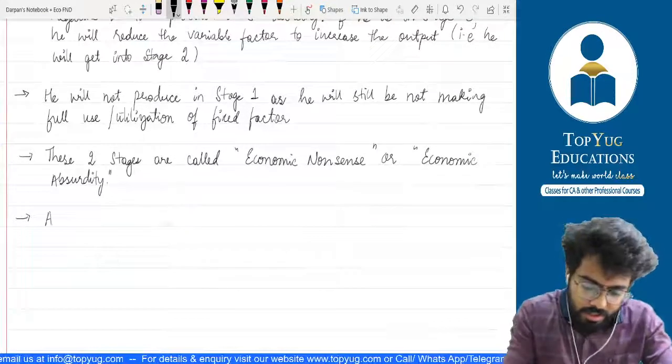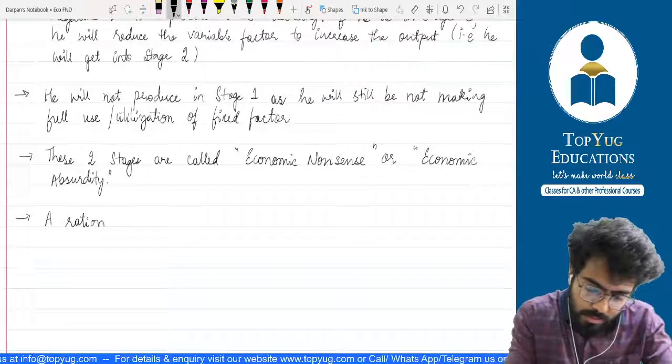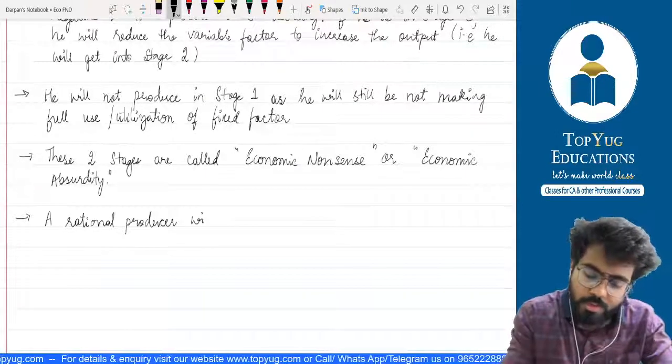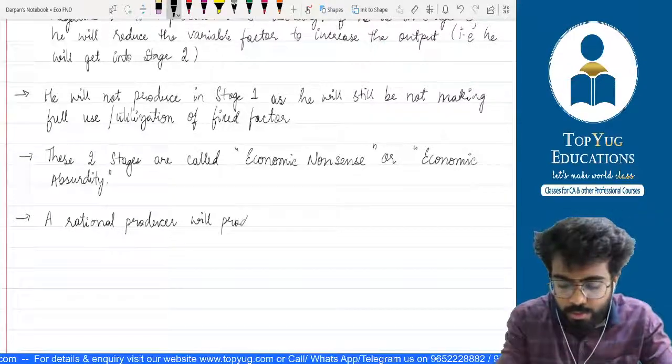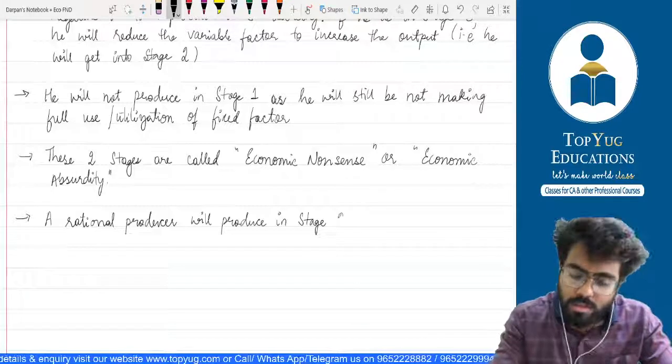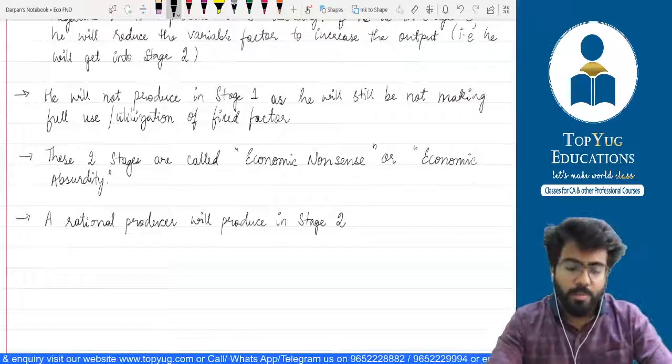Next, a rational producer will produce in which stage? Will produce in stage 2. In stage 2.